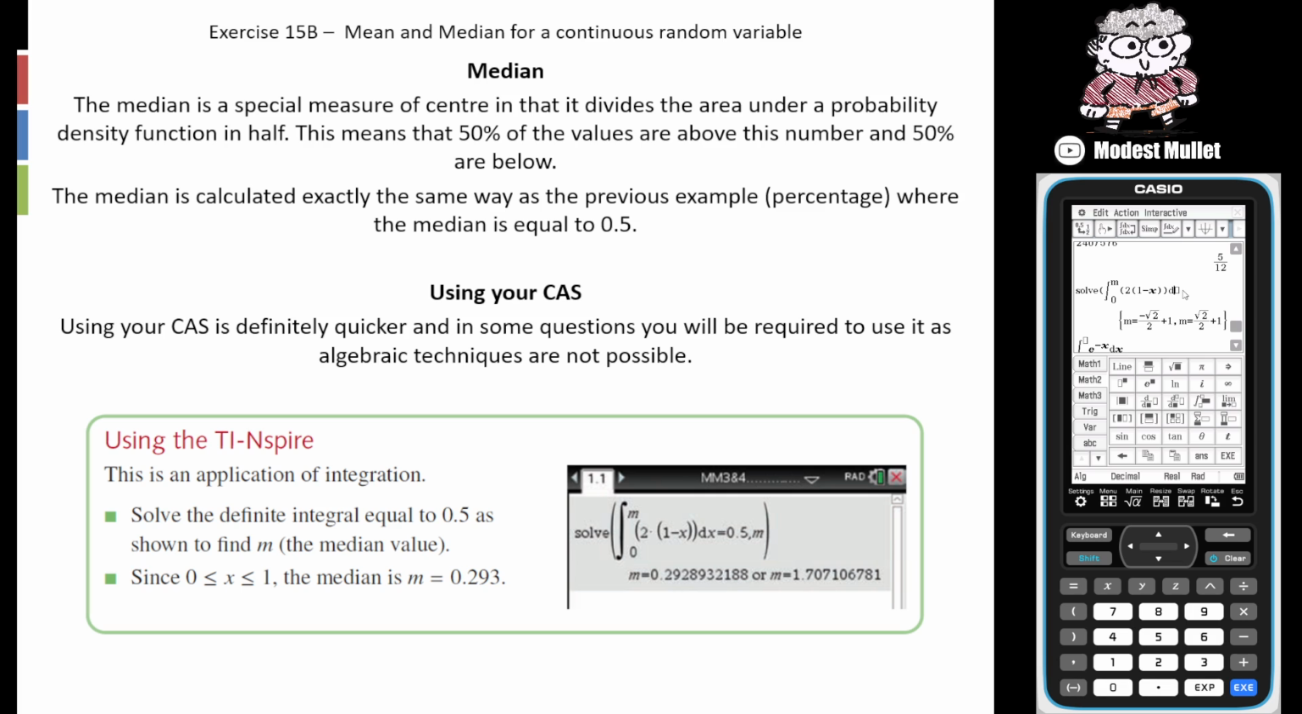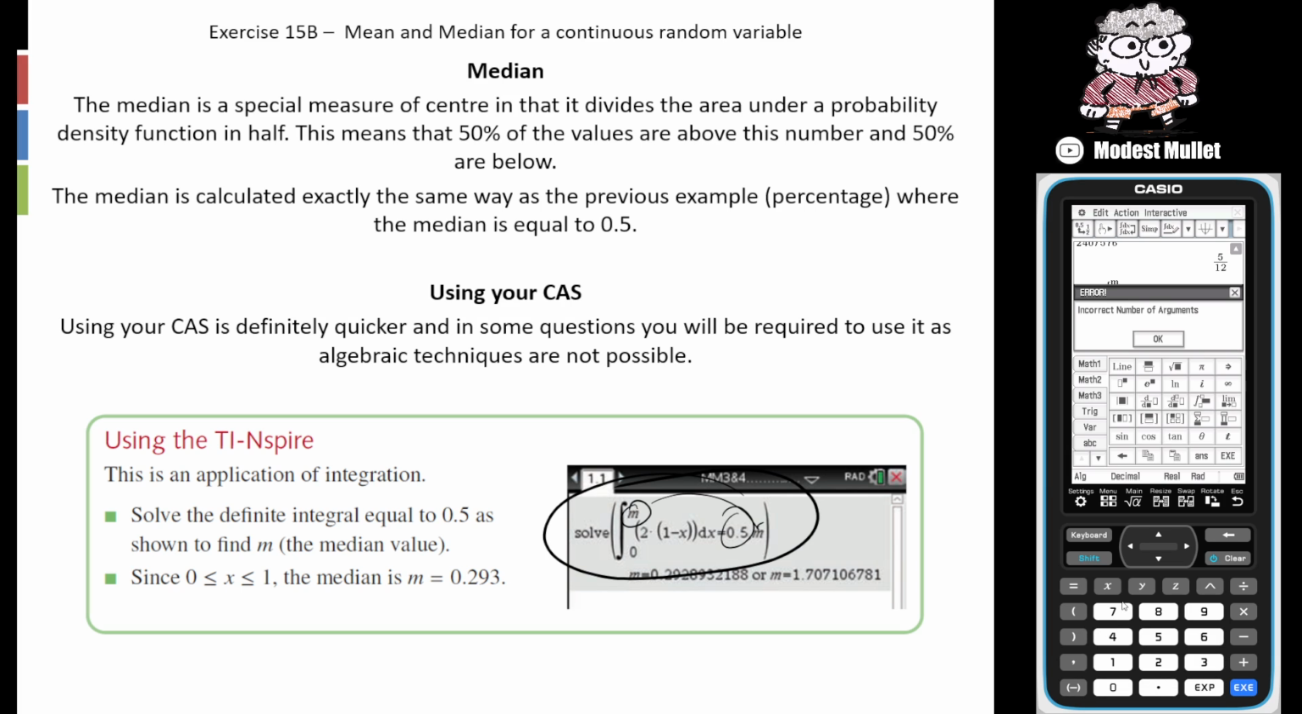We're going to solve this, what we've got on the slide. We want to find the m value for the 0.5 percentile. We're solving for m, and we can type it all in, and it looks fine. So I've got this equation, the integral of 2 times (1 minus x) dx, and that needs to be equal to 0.5, and in this case I'm solving for m.